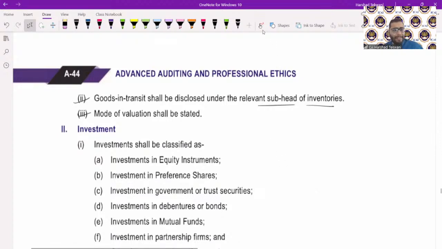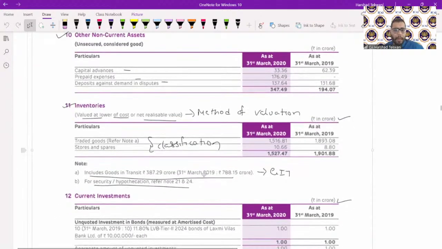Now, let me show you one example for the inventory. First over here, valued at lower of cost or NRV. That is the method of valuation that has been disclosed. Then traded goods or stores and spare parts, whatever inventory is applicable. If it is a trading concern, then they might not have raw material or WIP; they will have traded goods and stores and spares. That's the classification. Goods in transit includes this much CR, and last year it was this much CR.